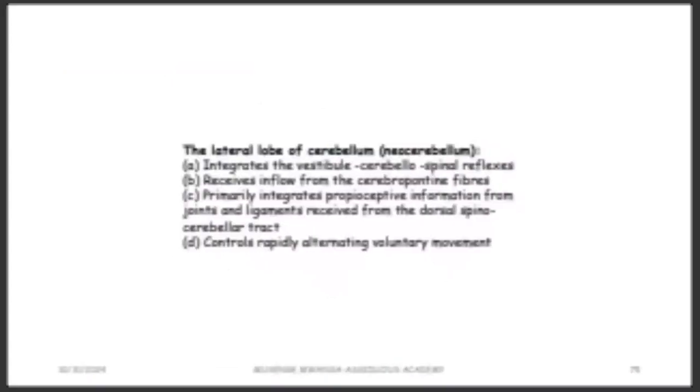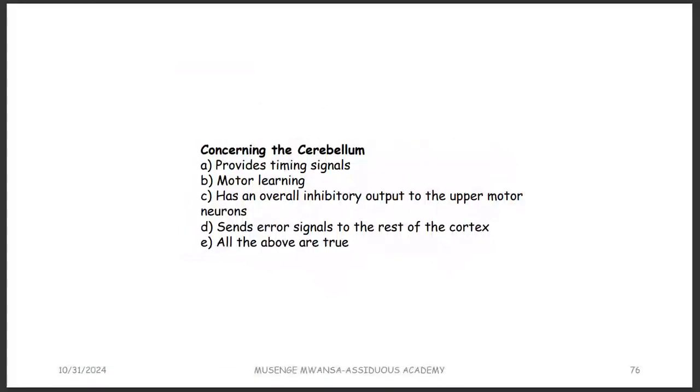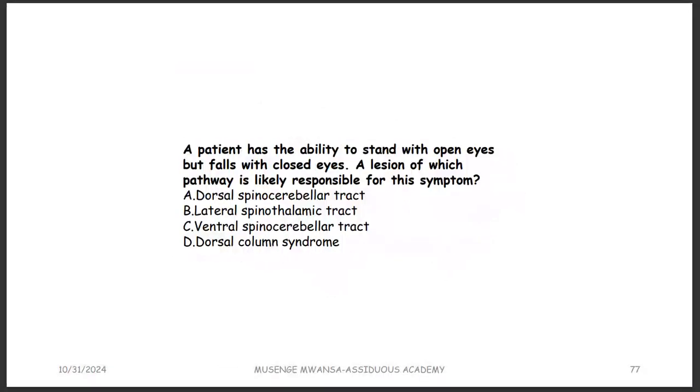So which one is that? A patient has the ability to stand with open eyes but falls with closed eyes. A lesion of which pathway is likely responsible for this symptom? Dorsal spinocerebellar, lateral spinothalamic, ventral spinocerebellar, dorsal column syndrome. Which one can we pick?